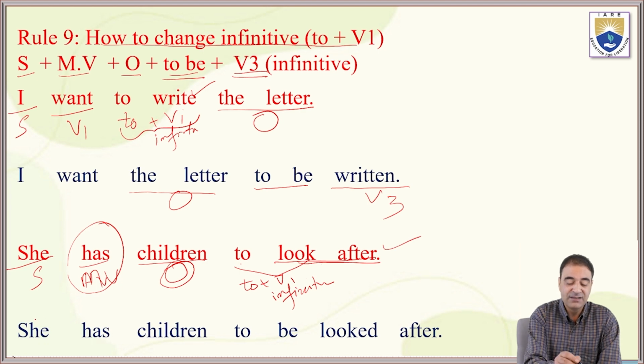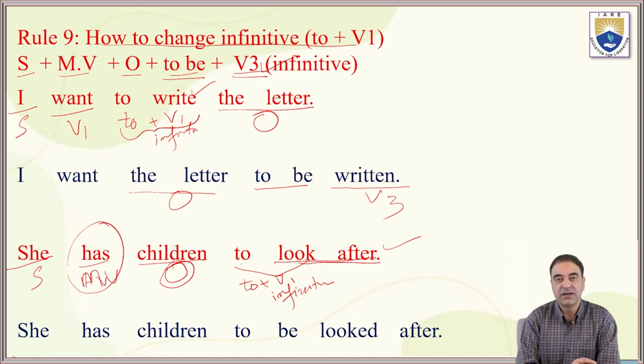Now, what is the structure? First, we have to write the subject. Here our subject is she. Then followed by the main verb, and here has is the main verb in this sentence. Then we have to write the object. The object is children, and then we have to write to be, and then verb in third form, but the third form of the infinitive verb. Here the infinitive verb is look after, and it will change into looked after.